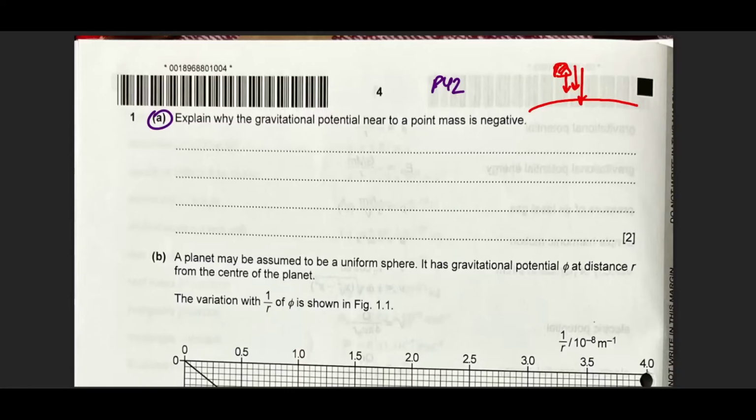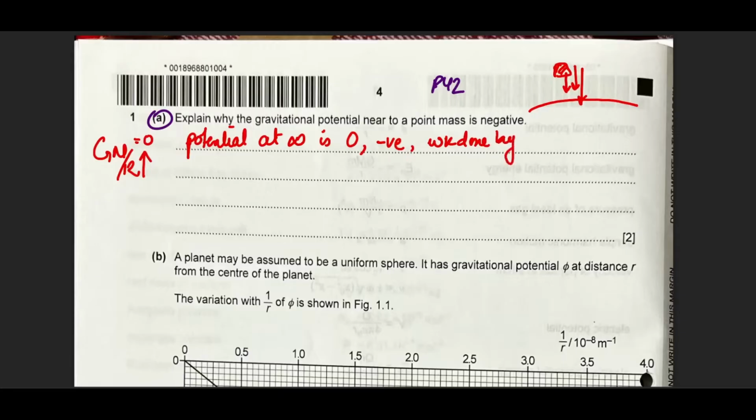In order to explain this to the examiner, first you will say that the potential at infinite distance is 0, right? According to the formula Gm divided by R, if you increase R to an infinite value, the answer is going to become 0. Now, as you come closer, it becomes negative. Why? Because work done by an attractive force is considered to be negative, right?